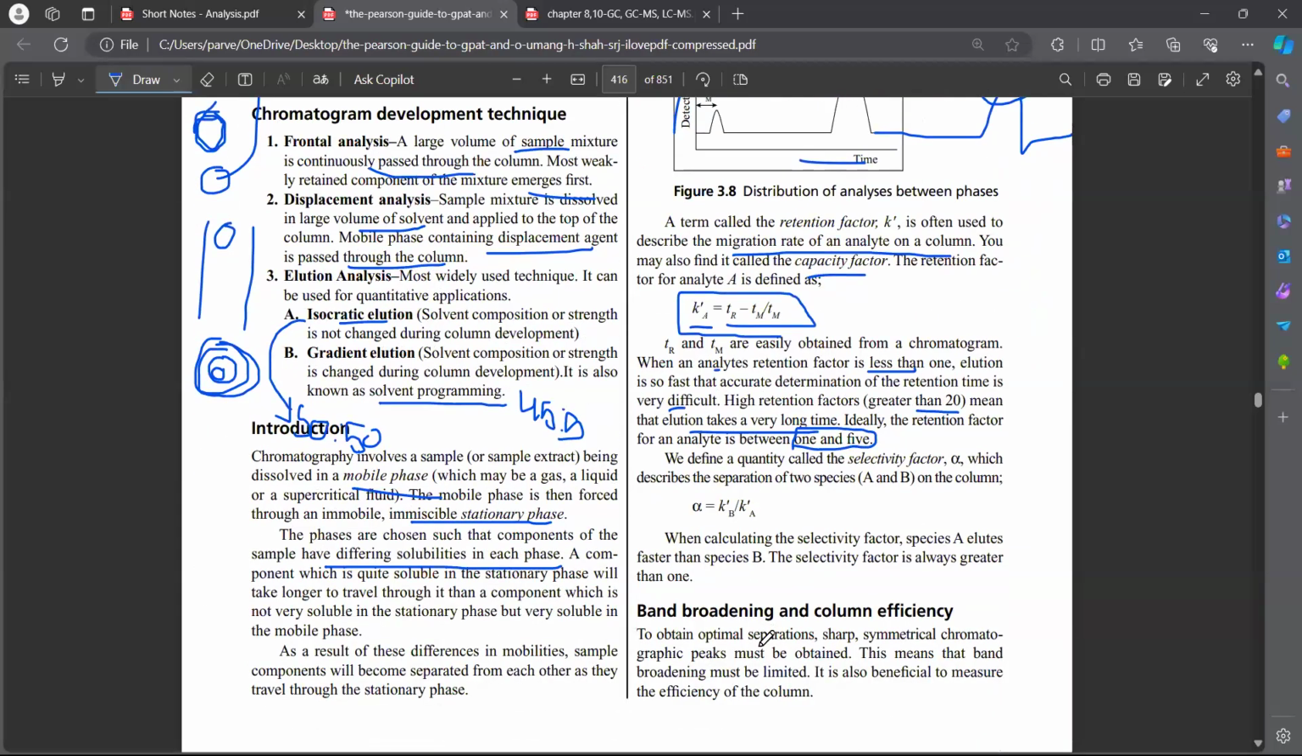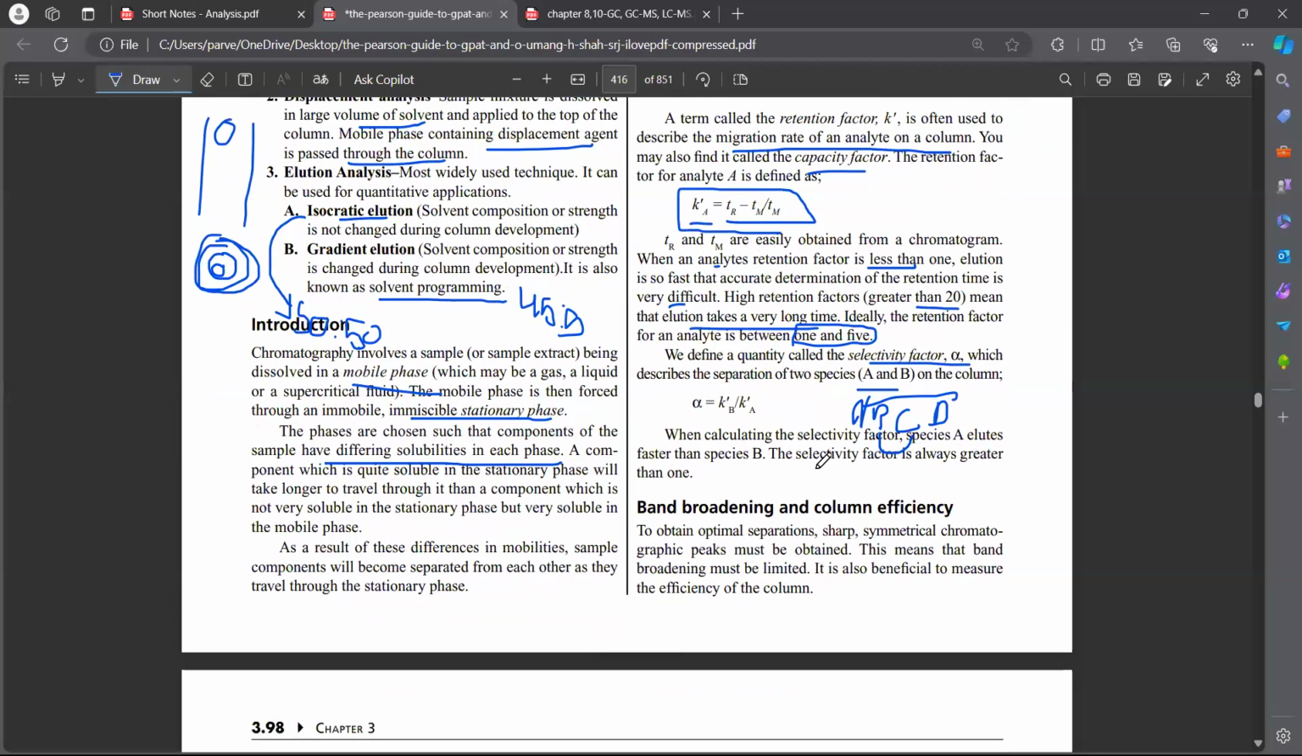There is another term known as the selectivity factor, denoted by alpha. It compares the retention factors of two analytes. For example, my sample consists of four analytes A, B, C and D. If I compare the retention factor of A and D, or B and C, it is known as the selectivity factor. The selectivity factor is always greater than 1, guys. It is never less than 1.